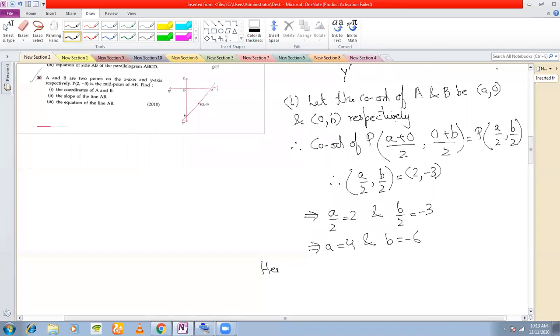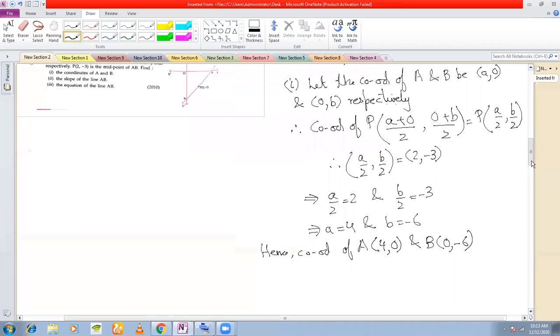Hence, coordinates of A, here taken (a, 0), value of a is 4. And what are the coordinates of B? (0, b), which is (0, minus 6). That's it. We have finished the first part, finding out the coordinates of A and B. Let us now move on to the second part.